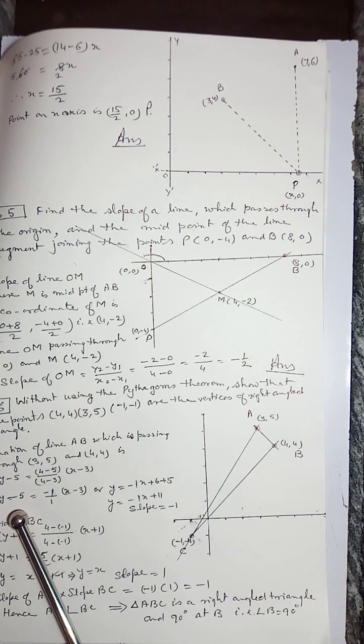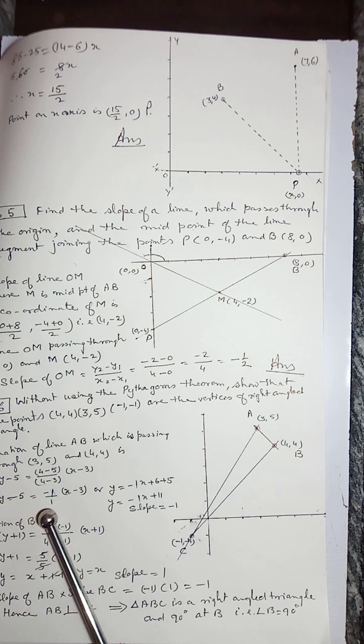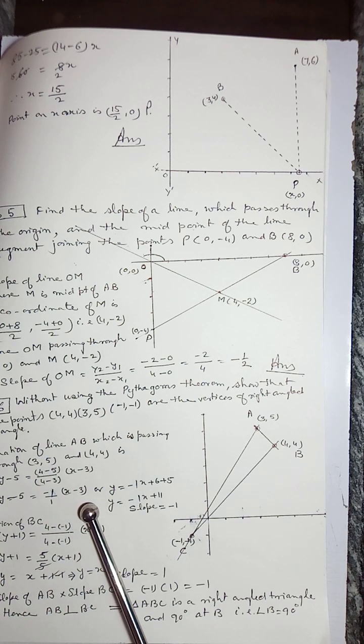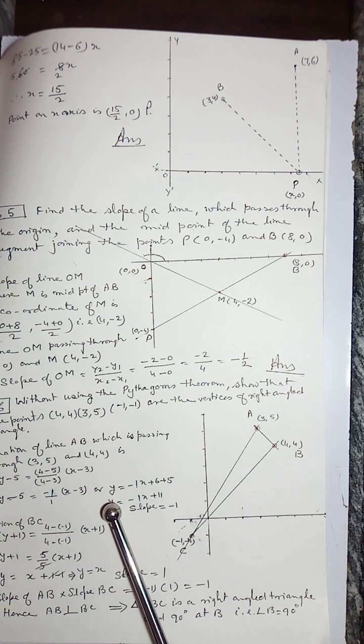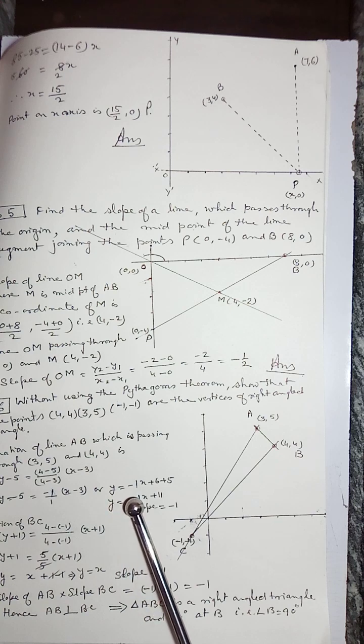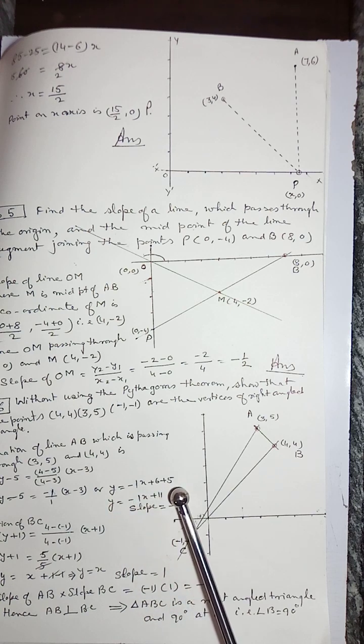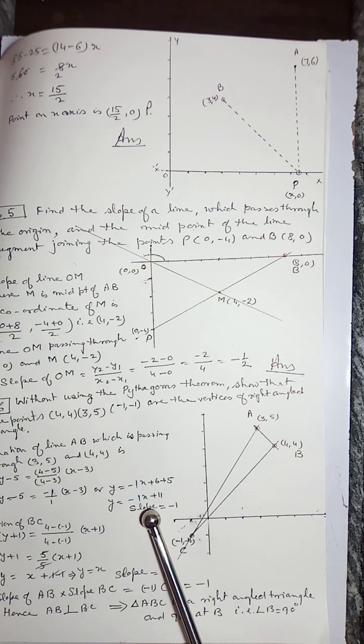Y minus 5 as it is I have written here. You see 4 minus 5, that is minus 1. 4 minus 3, that is 1, into (x minus 3). After solving, you will get y is equal to minus 1x plus 6 plus 5, that is minus 1x plus 11. So here the slope is minus 1.